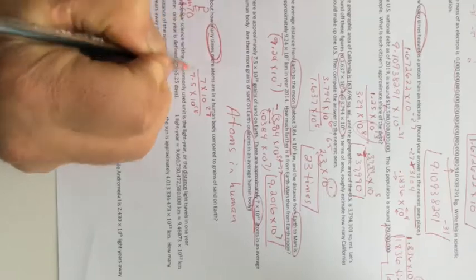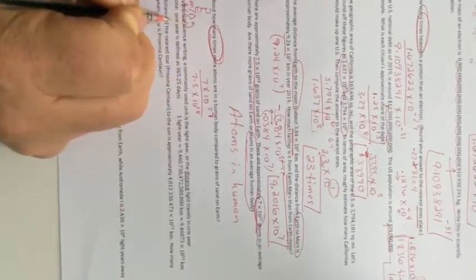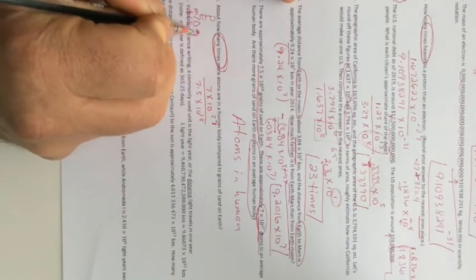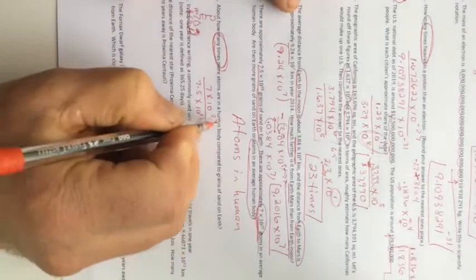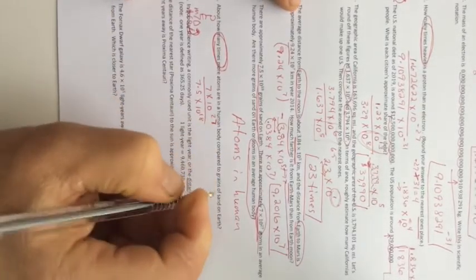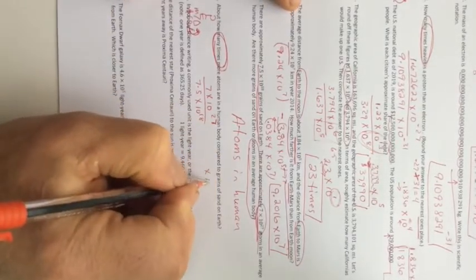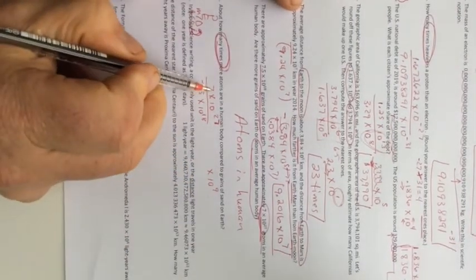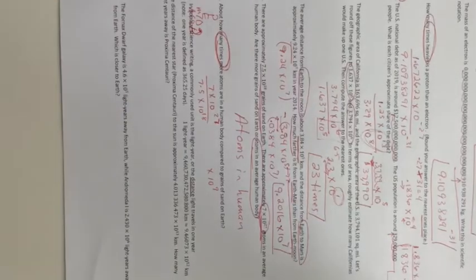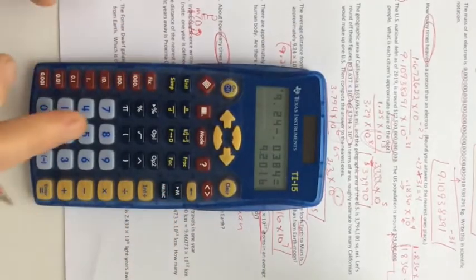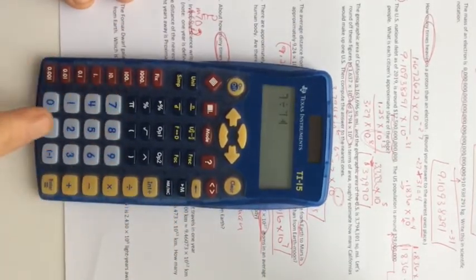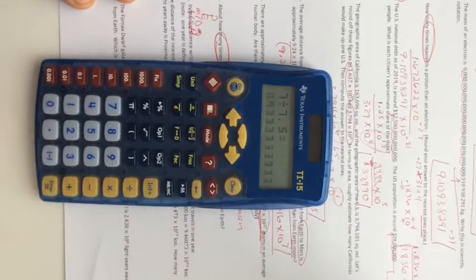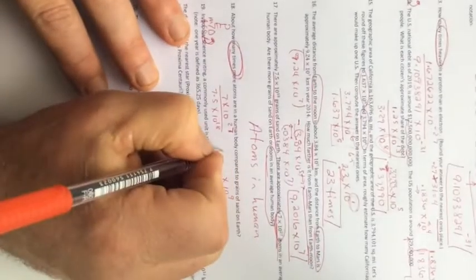PEMDAS, divide goes to subtract. So when they ask for divide, we will subtract. So 27 minus 18 is 9. So we already know it's going to be times 10 to the 9. And now I need 7 divided by 7.5. 0.93, it looks like.